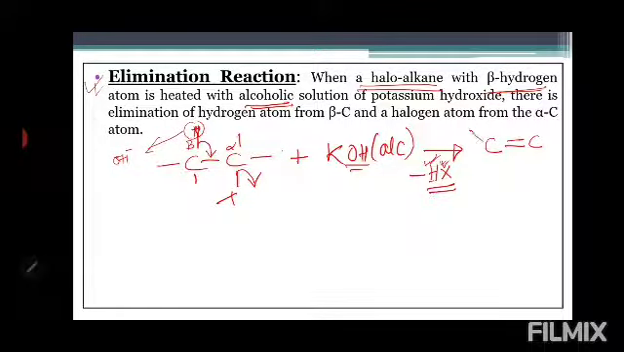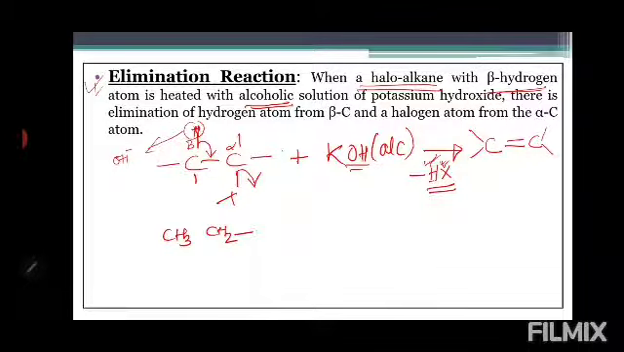The product is a carbon-carbon double bond, because removal of one molecule results in the formation of one more bond. So you will get an alkene in this case.